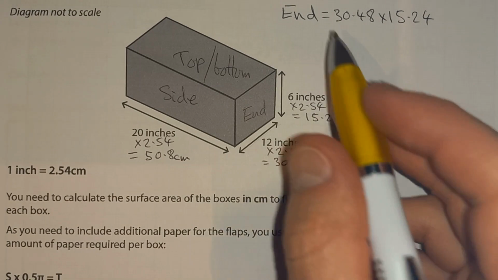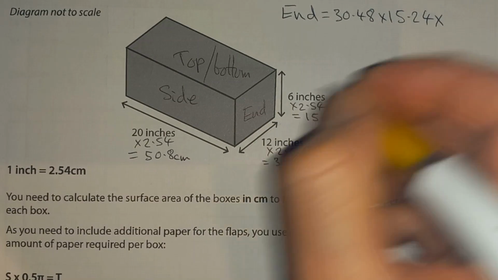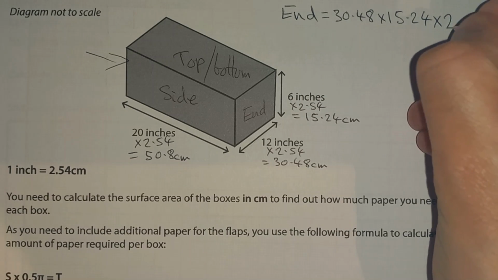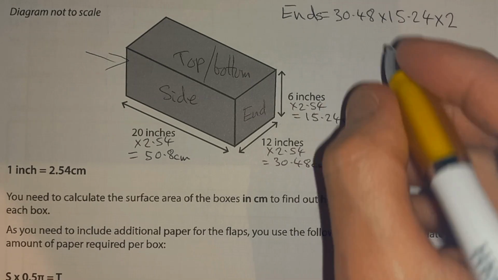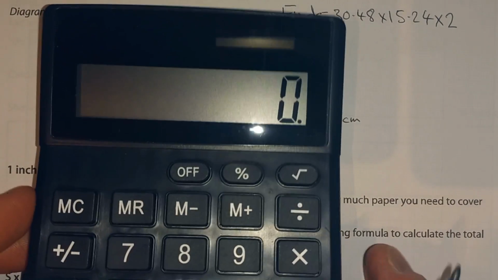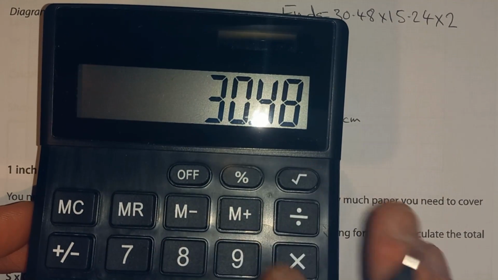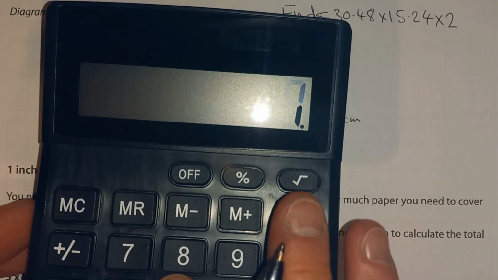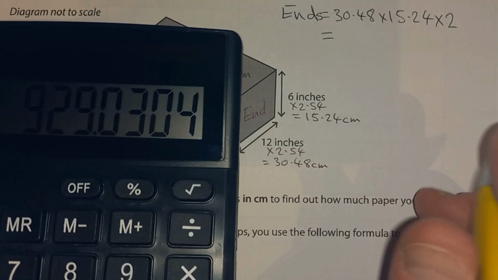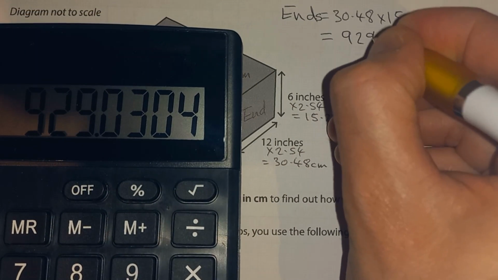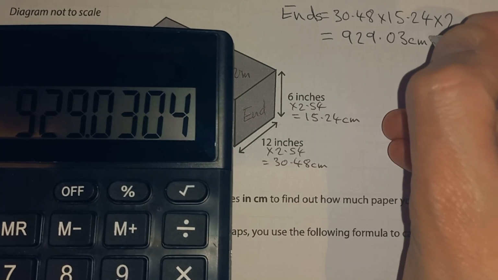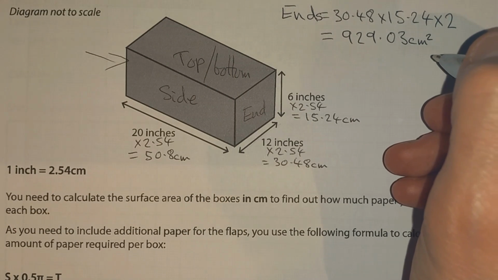Okay, but we've got two ends. We've got this end and we've got this end over here that we can't see. So we're going to multiply all that by 2. So we can call that ends. So let's work these out. 30.48 times 15.24 and then times 2 because we've got 2 of them, and we've got 929, I'll do 2 decimal places, 0.03, and that's centimetres squared.